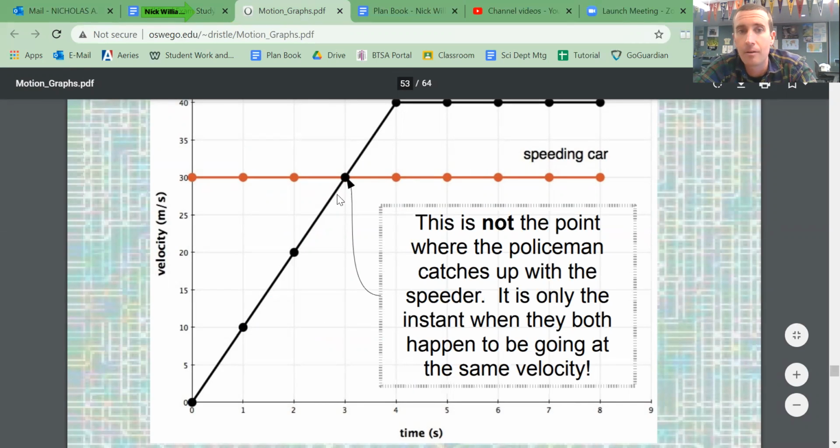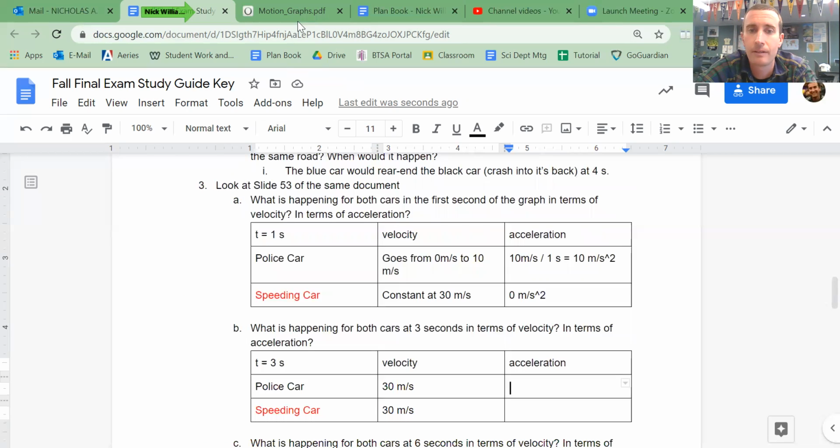Great. And then in terms of acceleration at that point, the speeding car is still going 30 meters per second, but the police car has the same acceleration as before. It's going up by 10 meters per second every second. So if I go from 2 to 3, that's a 1 second difference, and it goes up from 20 to 30, so that's 10 meters per second every second. So the police car has a positive acceleration of 10 meters per second squared. The speeding car still has 0 acceleration.